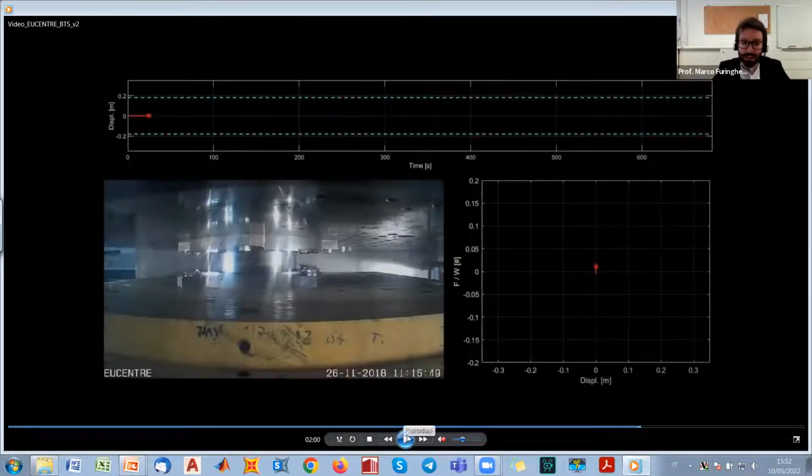Okay, we can see some damage here, but this test is the hybrid simulation, so the interaction between the numerical modeling and the experimental part.